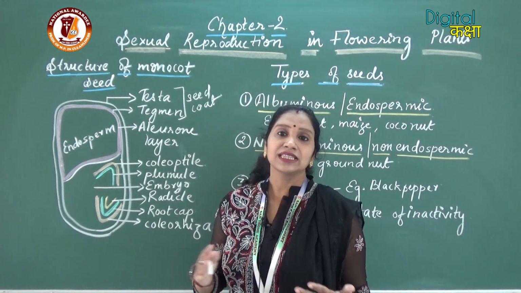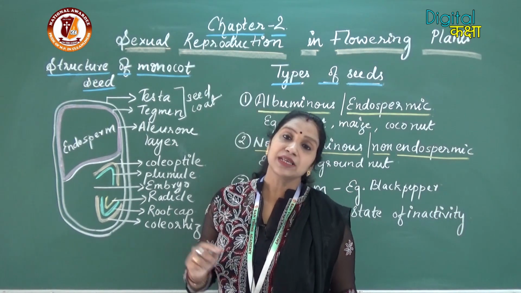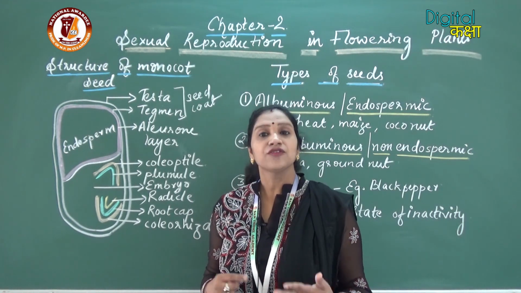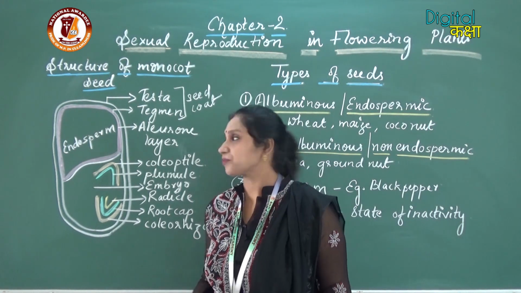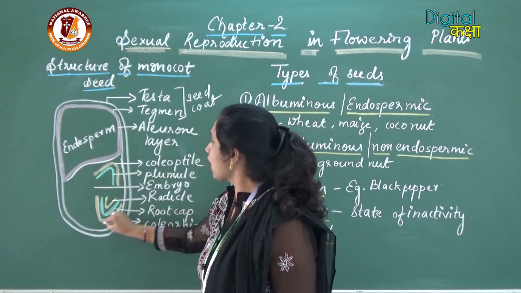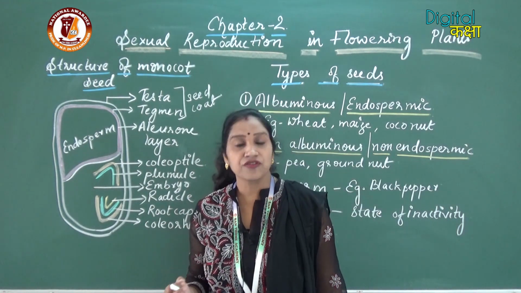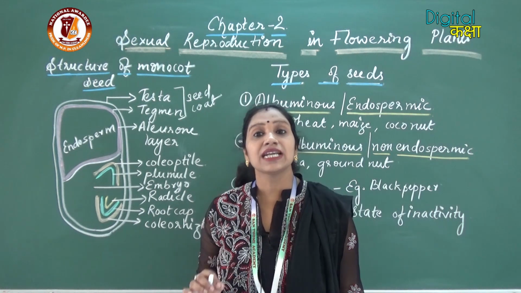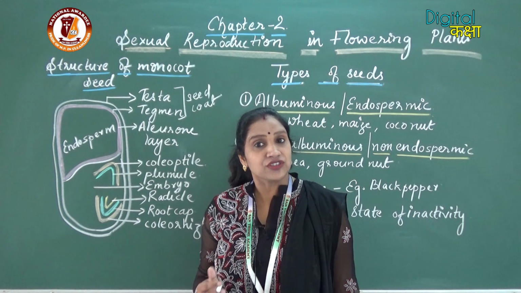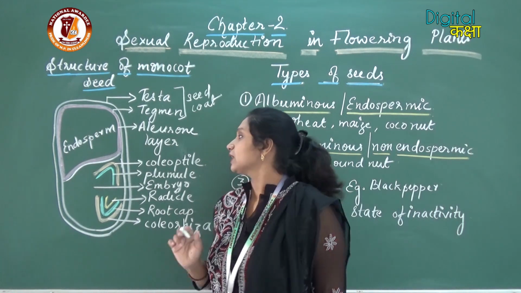So just as in the dicot seed two coverings are there, testa and tegmen, similarly in the monocot seed also testa and tegmen are there which form the seed coat. The upper half part is the endosperm and the lower half part is the embryo. And in case of monocot seed, a single cotyledon is there which is called scutellum, which we have already seen in the structure of monocot embryo.